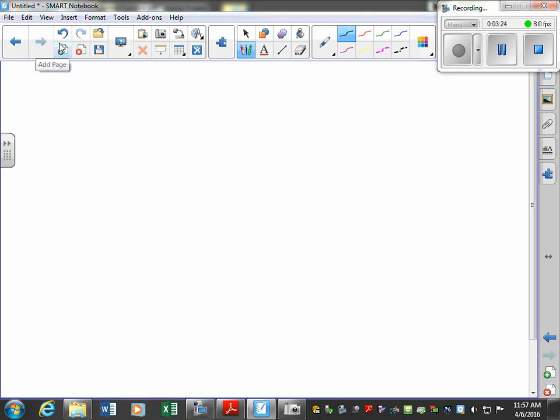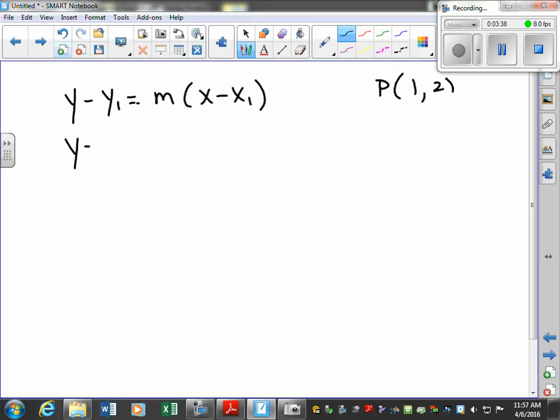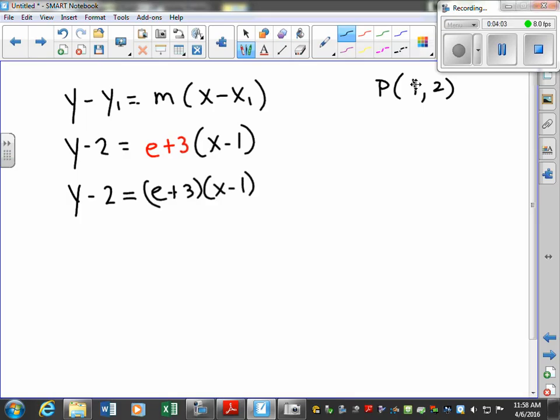So using our point-slope form, y minus y1 equals m times x minus x1. We recall that we were looking at the point, let me write it over here. What was it? 1, 2. So the y value is 2. And what did we get for our slope on the last page? e plus 3 was our slope. And then we have x minus, what's our x value? 1 there. So we just get y minus 2 is equal to e plus 3 times x minus 1.